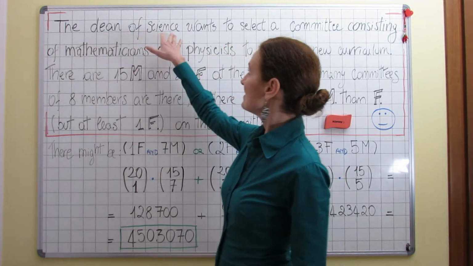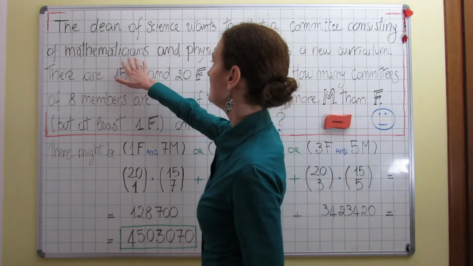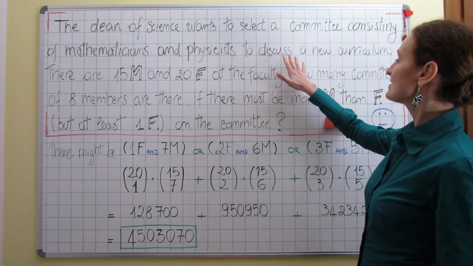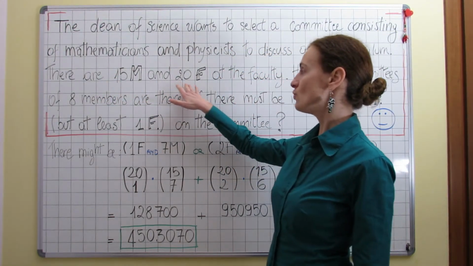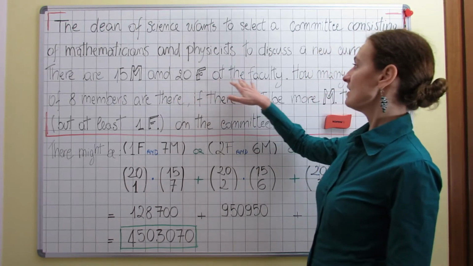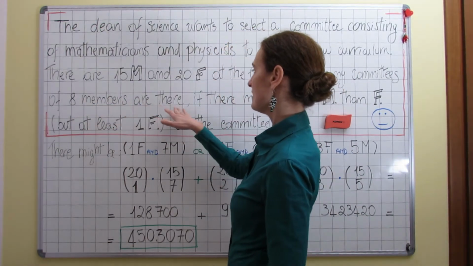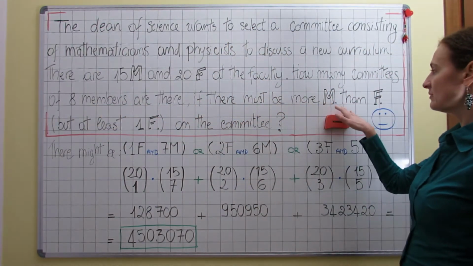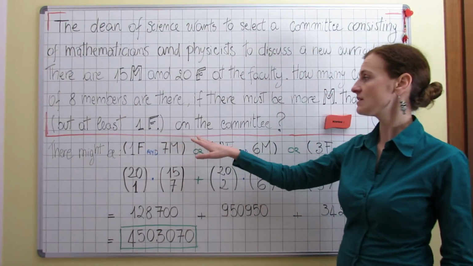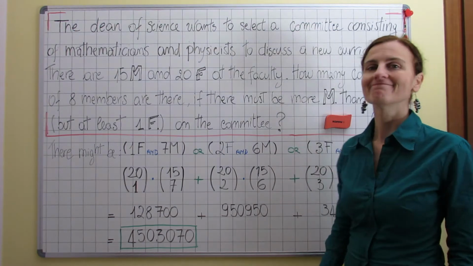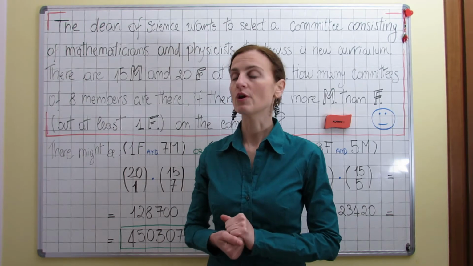The Dean of Science wants to select a committee consisting of mathematicians and physicists to discuss a new curriculum. There are 15 mathematicians and 20 physicists at the faculty. How many committees of 8 members are there if there must be more mathematicians than physicists, but at least one physicist on the committee? First of all, let's spot the data of the problem.